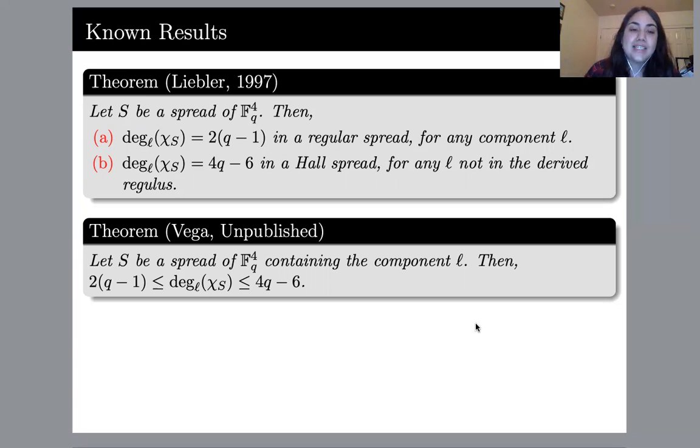Now, when S is a whole spread, then the degree of the characteristic polynomial of that spread is going to be 4Q minus 6. Moreover, a professor here at Fresno State, Dr. Vega, came up with this result that says when S is a spread of FQ4, any type of spread, regular, whole, doesn't matter, then the degree is going to be bounded by 2Q minus 1 and 4Q minus 6. So this is a generalization of Libler's theorem.